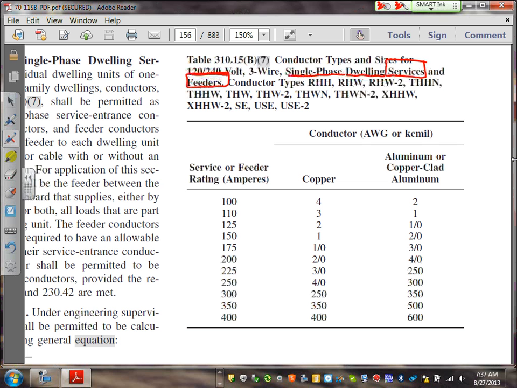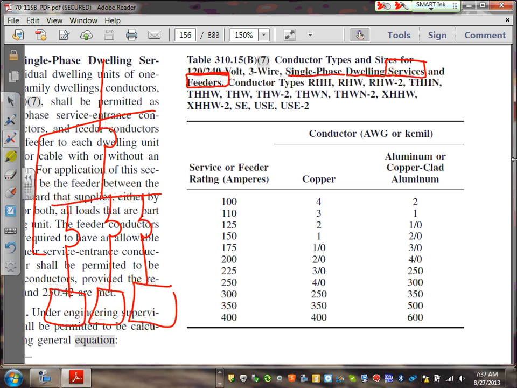So this is how we use this table. The apartment building that you guys have, let's take the apartment building. Let's draw a line, a riser. Here's my main panel, and here's a bunch of panels coming out of this. Panel 1, panel 2, panel 3. And this is my main panel 1.